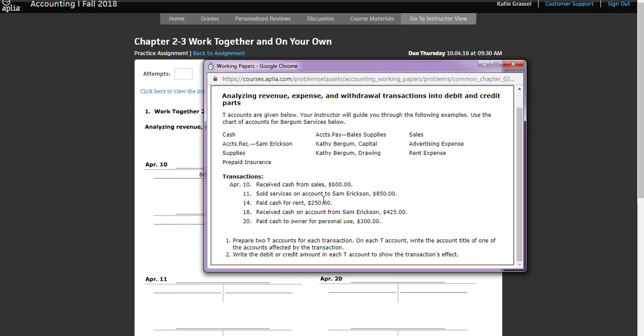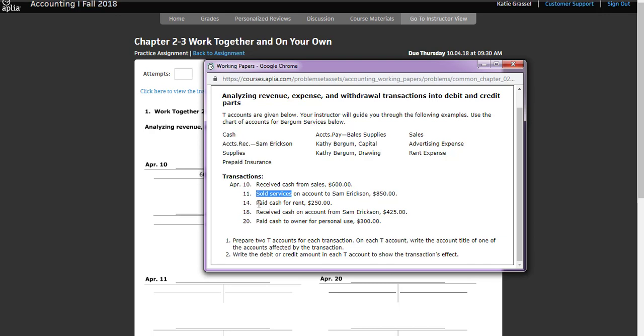Okay, so if we look here, we can see Sam Erickson here relates to this account up on the top. Would you agree those two things are very closely correlated? Has their name in it? So we have to look at the other part of our transaction. We have to analyze it. So we have an account to Sam Erickson that deals with accounts receivable Sam Erickson. So now we have to deal with these words that said sold services.